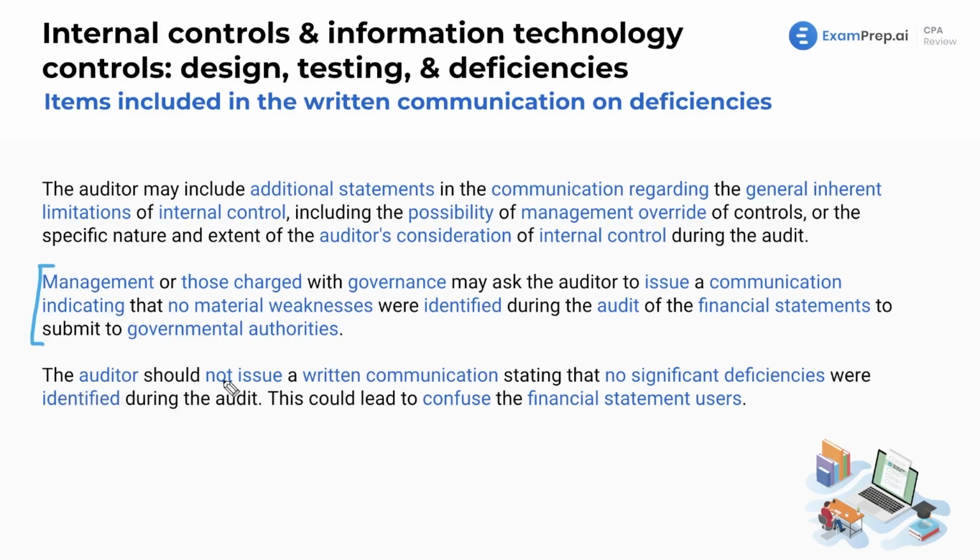And the auditor should not issue a written communication stating that no deficiencies were identified during the audit. This could confuse the financial statement users. I'd say this is the most important point on the slide, although I would definitely know all of them. Those are just rules, guidelines, standards to follow. If you are issuing a report that no deficiencies were identified, someone might pick it up and say, okay, whoa, you're explicitly calling out there were no deficiencies. Is there maybe material weaknesses? It could just lead to some confusion, and it's kind of the mentality that less is more.